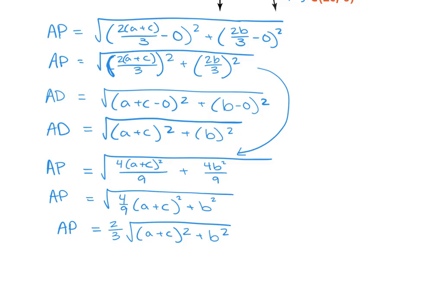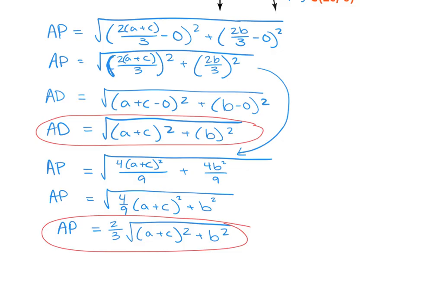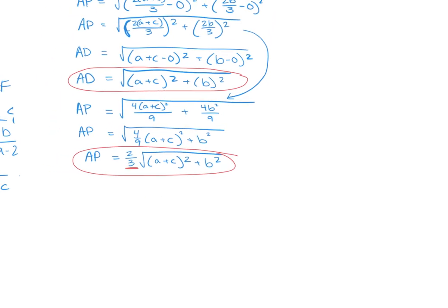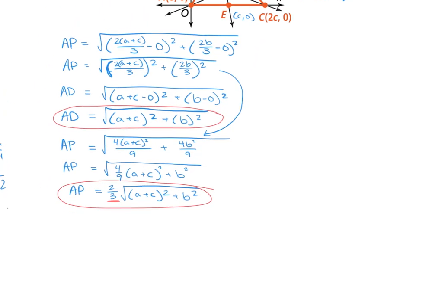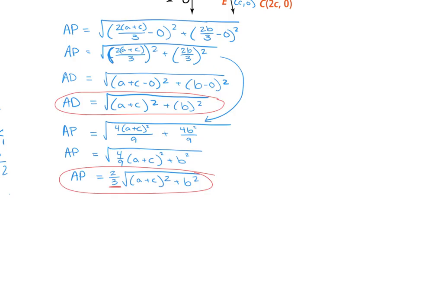All right, so now if I look at this AP compared to the AD, I can see that my AP is 2/3 times the entire AD. Okay, so it is true that AP is 2/3 of AD. That is true.